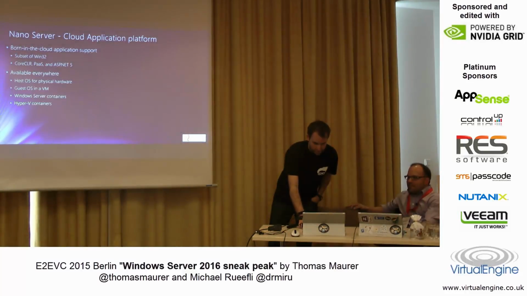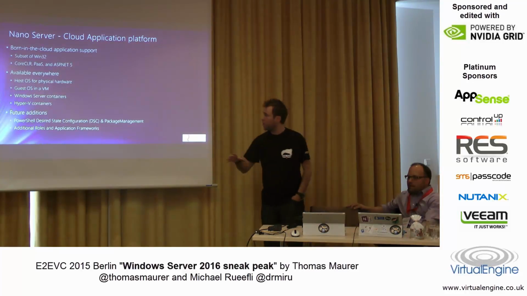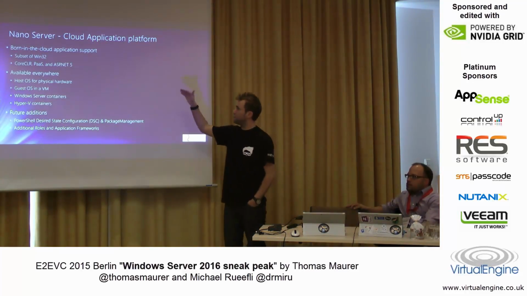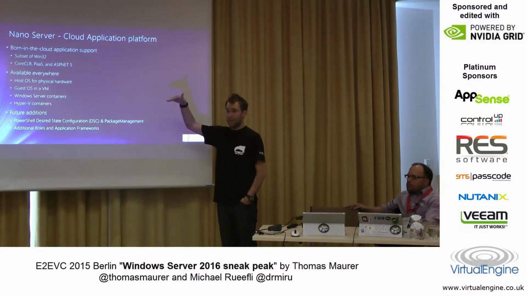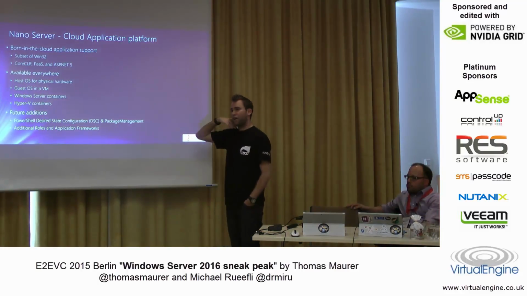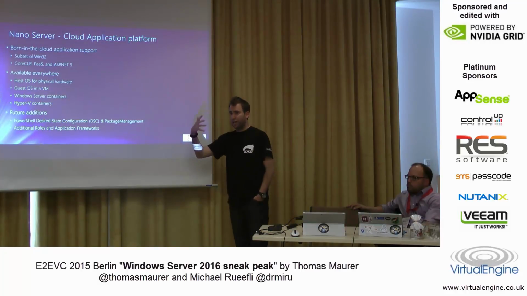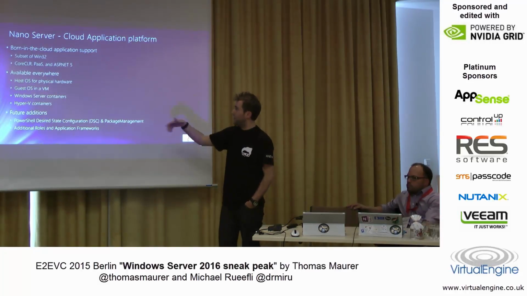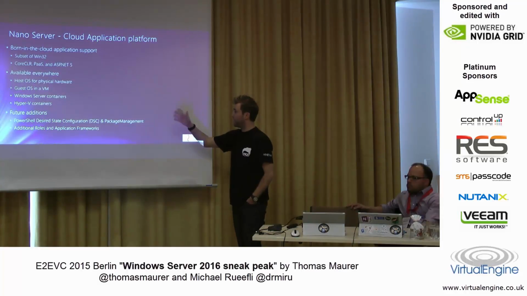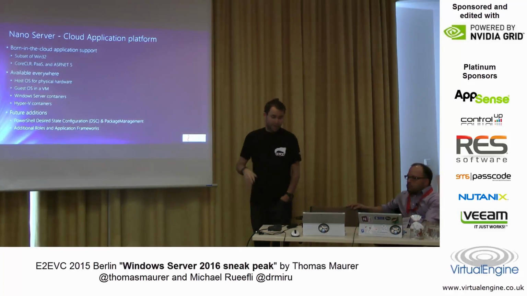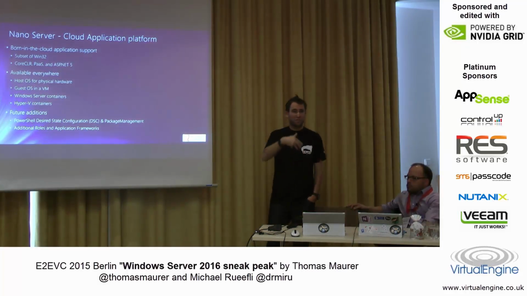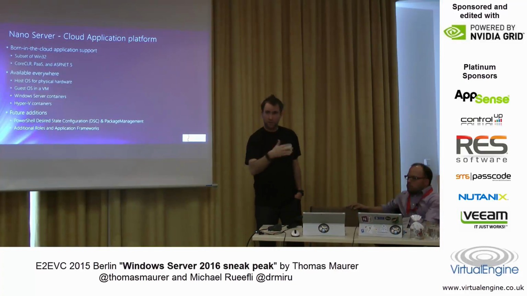Okay, so as I said, this is more for the application part. You have a subset of Win32 apps that are going to work on that NanoServer, so not everything is going to work there. You have this new core CLR base, where new applications are based on that one. You get ASP.NET 5 support, and you can run it on physical hosts, but you can also run it in VMs, of course. You can run it everywhere.